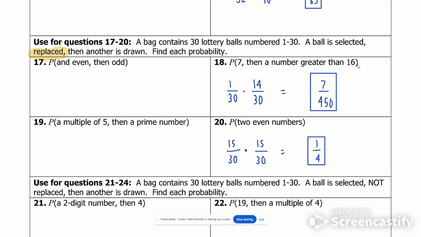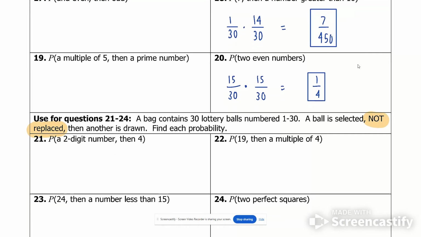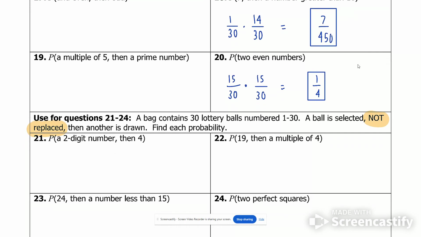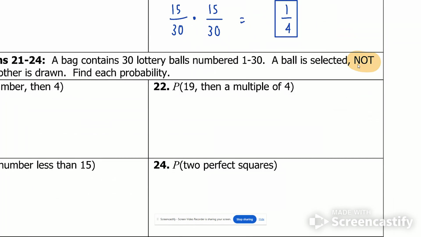Now, all of a sudden we change. And in the next one, it says that you've got this bag, and the ball is selected, and then it's not replaced. See, that's a much different type of problem. That means whatever you do the first time, it does not go back into the bag. And because it doesn't go back into the bag, it's going to affect sometimes the top number, but all the time it'll affect the bottom number. Okay, look at number 22. We got multiple events still. We're multiplying events. So let's first start with the probability of drawing a 19.